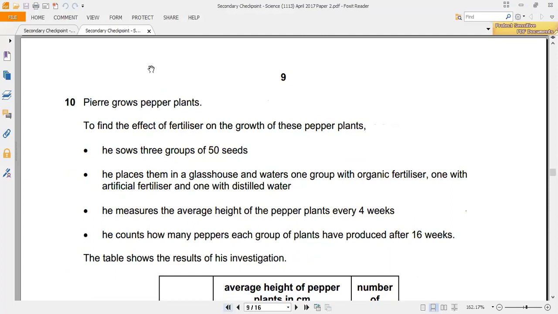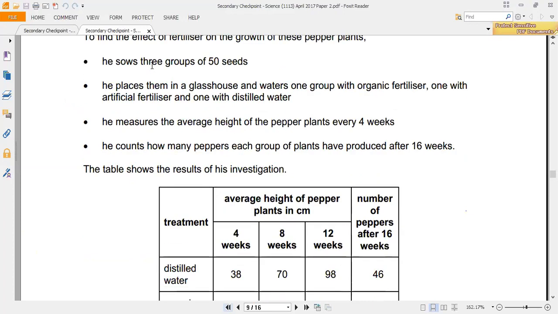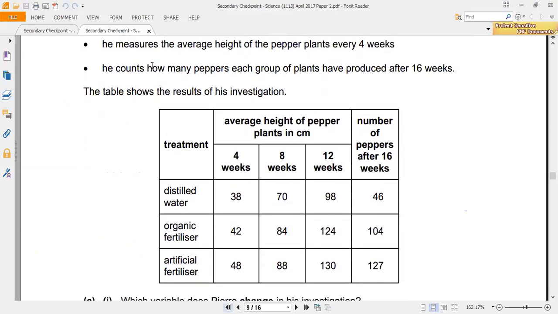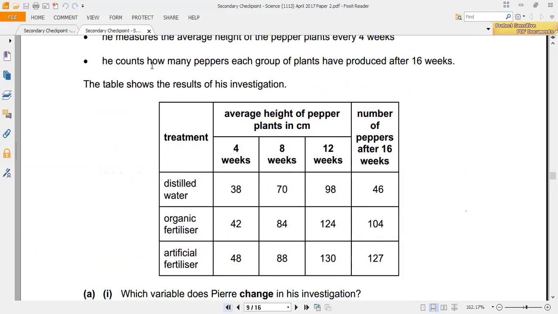Point number 10. Pierre grows pepper plants to find the effect of fertilizers on the growth of these pepper plants. He sows 3 groups of 50 seeds. He places them in a glass house and waters 1 group with organic fertilizer, 1 with artificial fertilizer, and 1 with only distilled water. He measures the average height of the pepper plants every 4 weeks, which are the time intervals. He counts how many peppers each group of plants has produced after 16 weeks. The table shows the results as mentioned here.